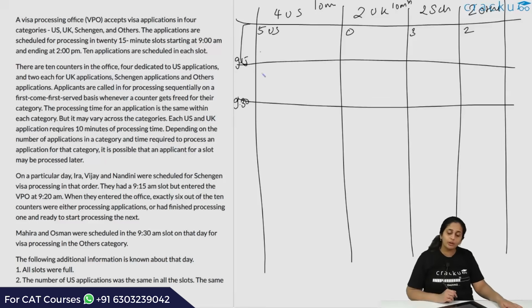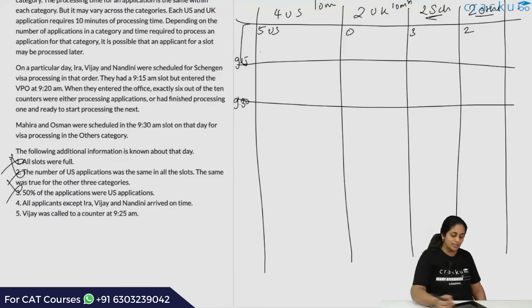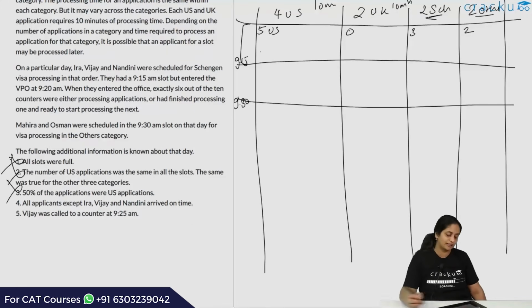Okay, we do not know how much time the Schengen visa is taking, and we do not know how much time the others visa is taking. But there are clues given for that. Firstly, all slots are full. That is fine, because there were 10 applications per slot. So this is done. The number of applications per slot was the same. This is also understood; we have been able to infer how many applications there are per slot. This is also used up. Now, essentially, all applicants except Ira, Vijay and Nandini arrived on time. This is also something we can consider.